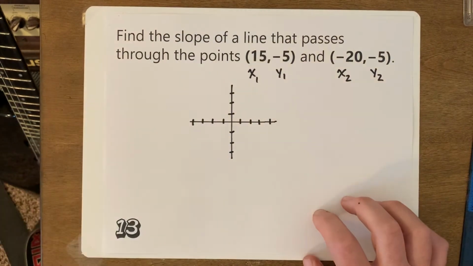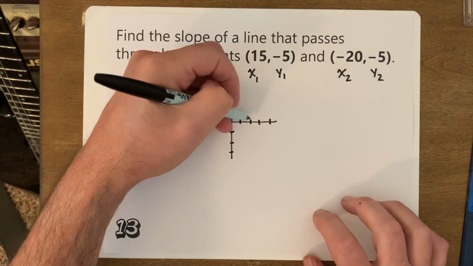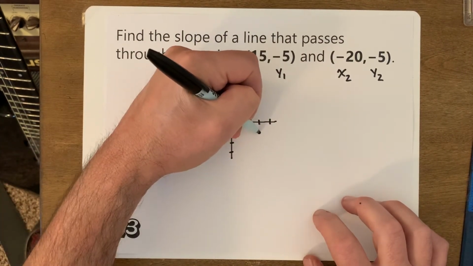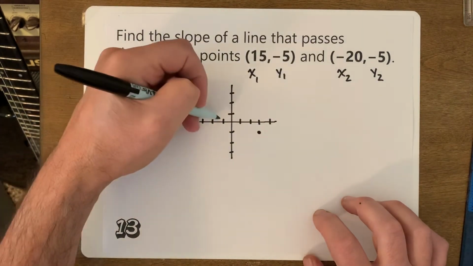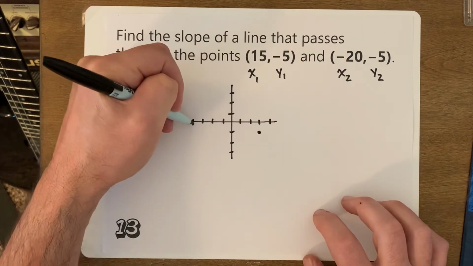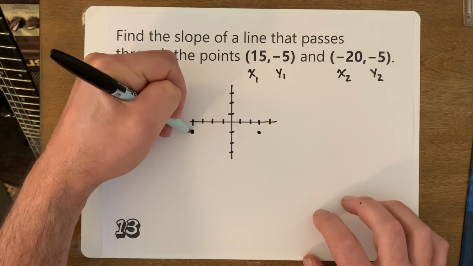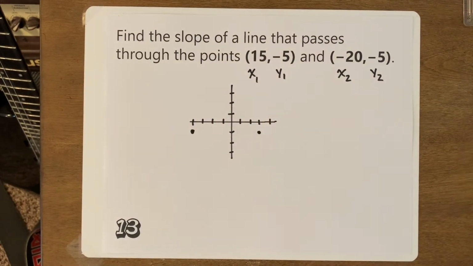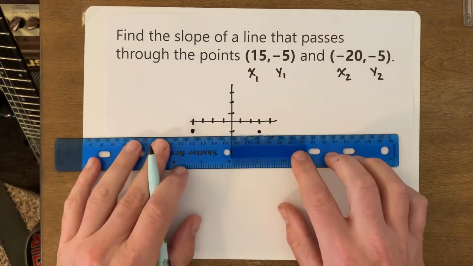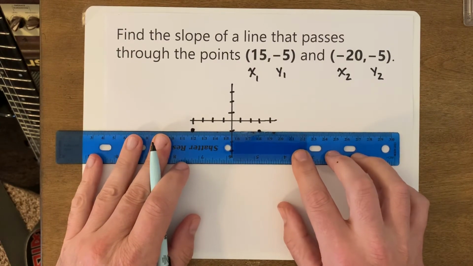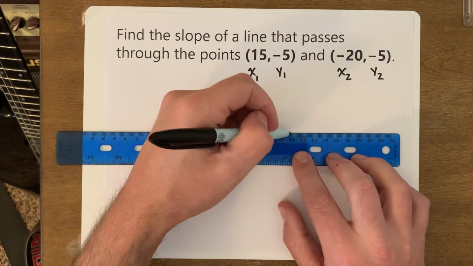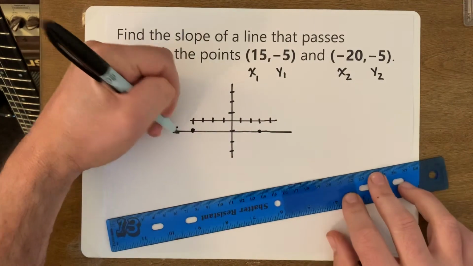So each of these represents 5. 15, 1, 2, 3, -5 would be right there. -20, 5, 10, 15, 20, -5 is right there. And if we notice, both of those points have the same y coordinate, so they're going to be on the same horizontal line. And so that's what the line is going to look like.